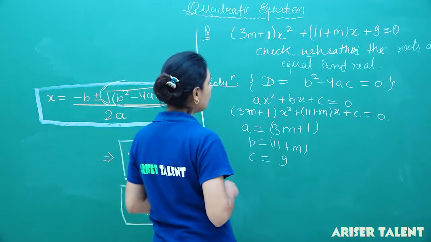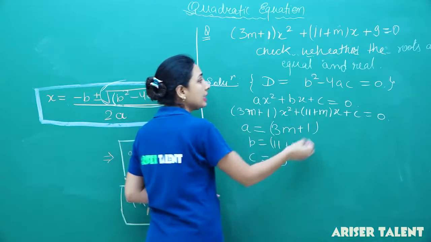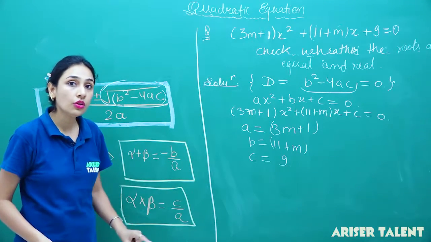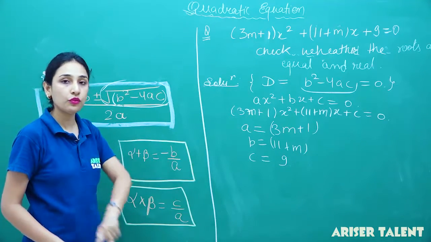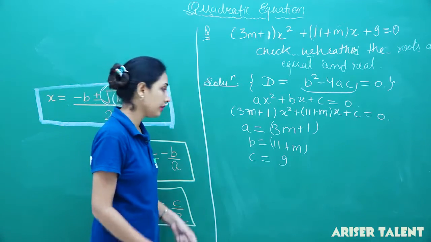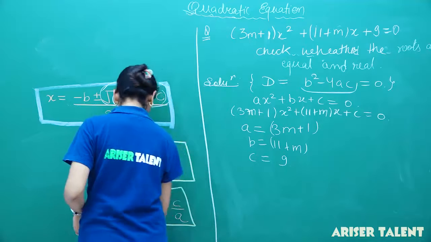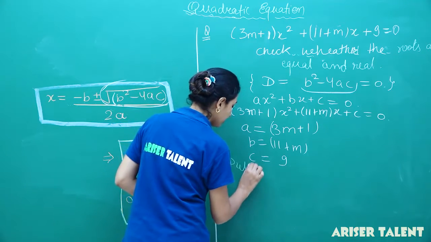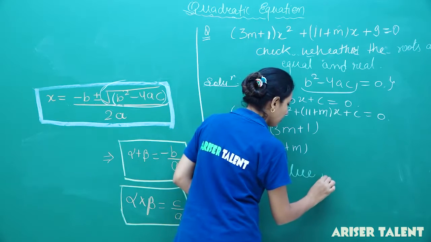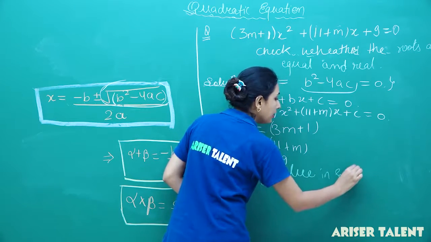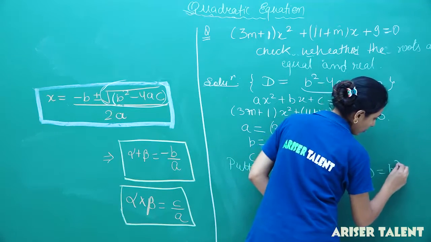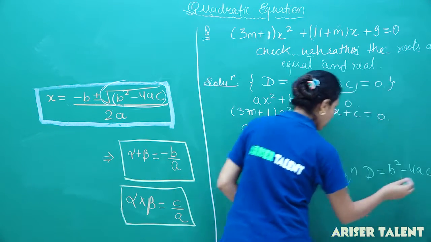Okay, so what will I do, students? I'll simply put these values in this equation, and if the value comes 0, then this is true, and if not, then the roots will not be equal and real. Okay, so putting values in the equation, D equals to b square minus 4ac. What am I having?